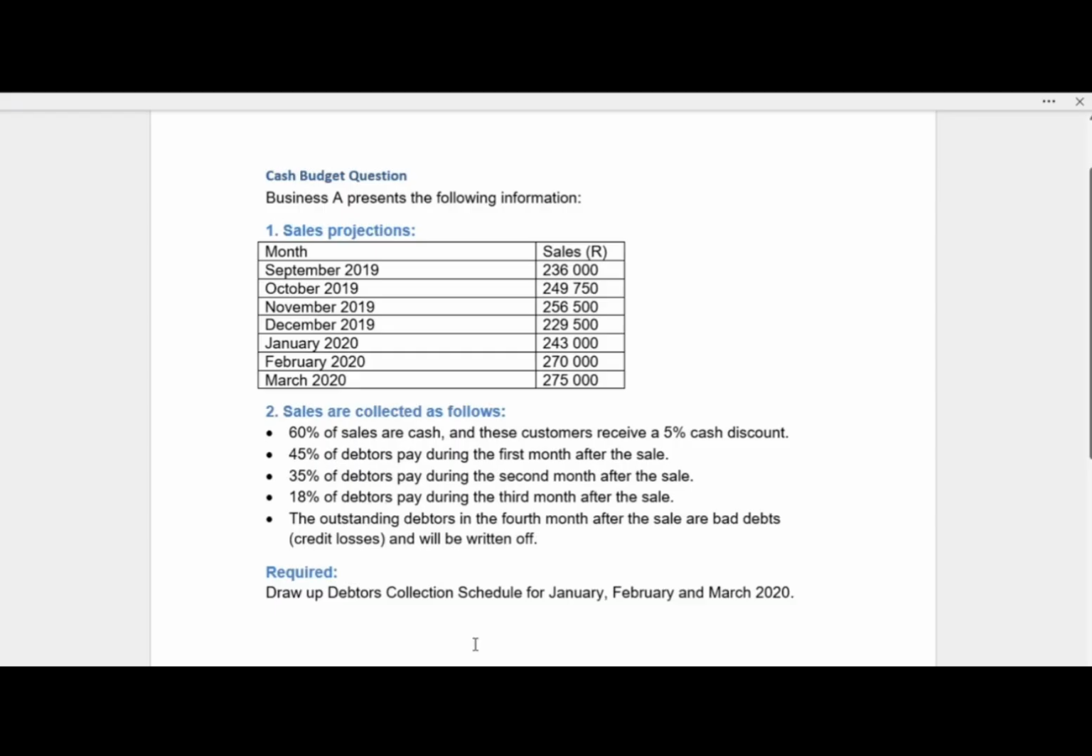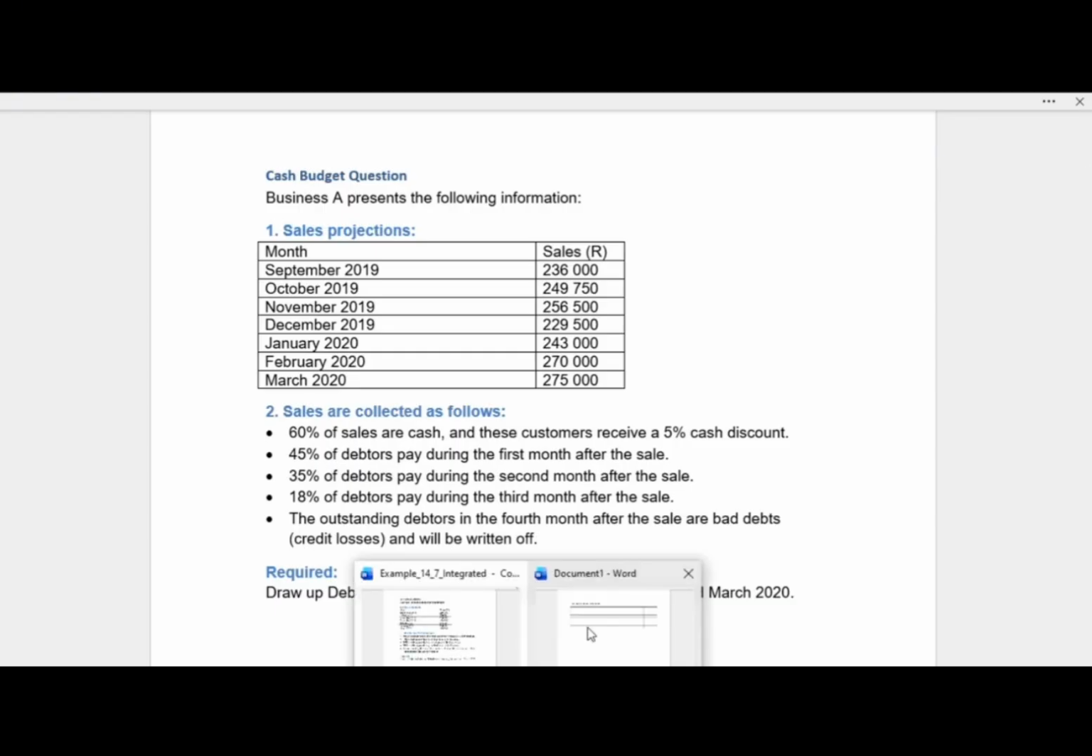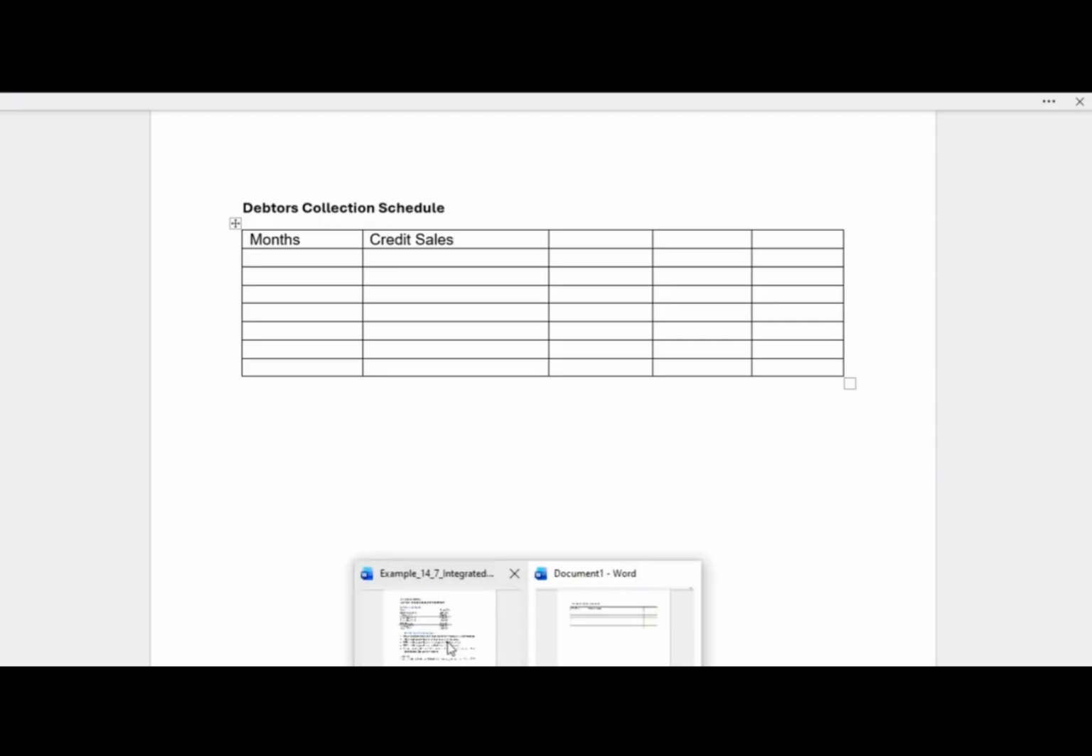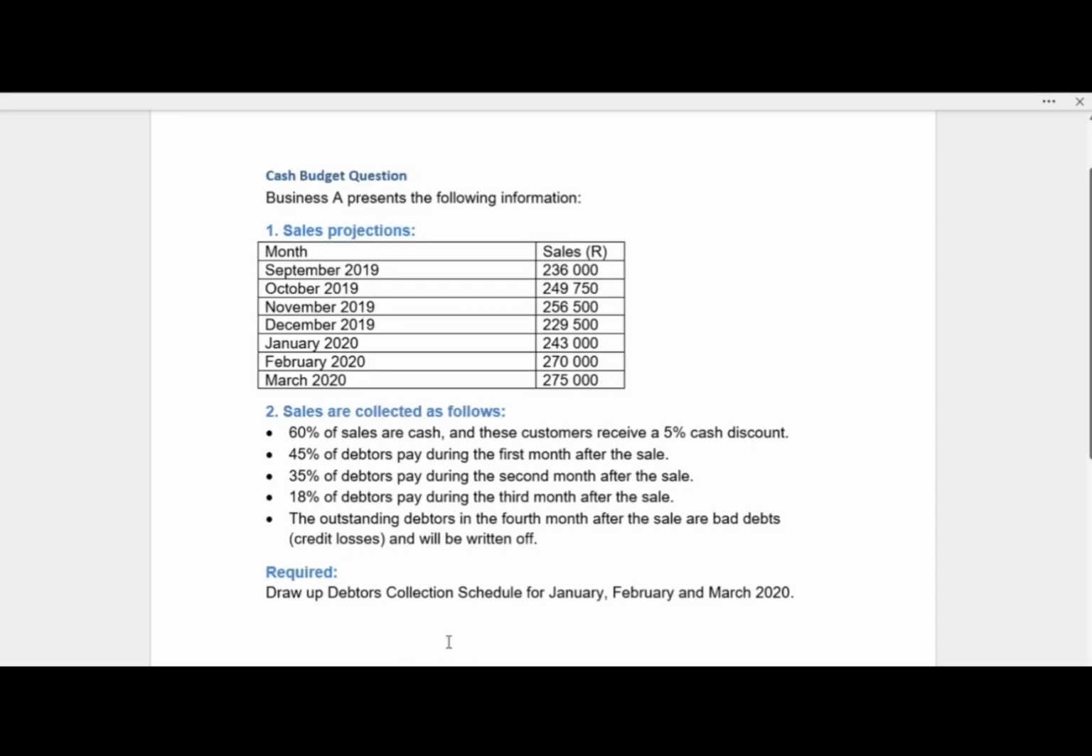All right, so when you prepare this, you must have a format like this where you're going to indicate the months that are provided there. And then you have to calculate credit sales because they gave you total sales, which also includes cash sales. But you need to collect from credit sales. And then they said you are preparing the debtors collection schedule for January, February, and March. All right, so let's go there.